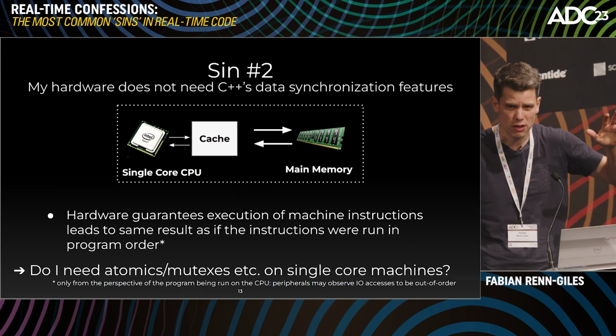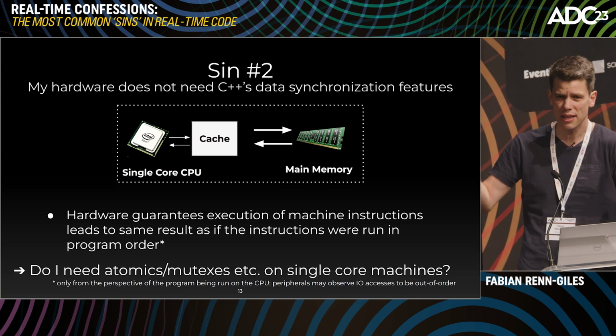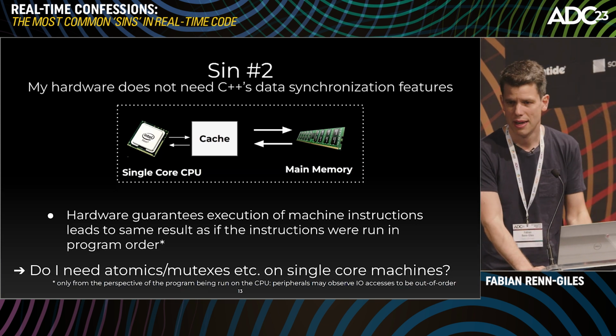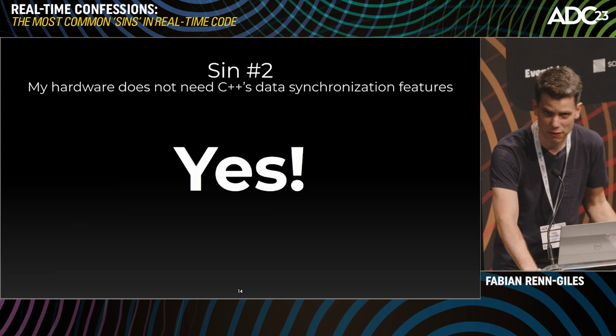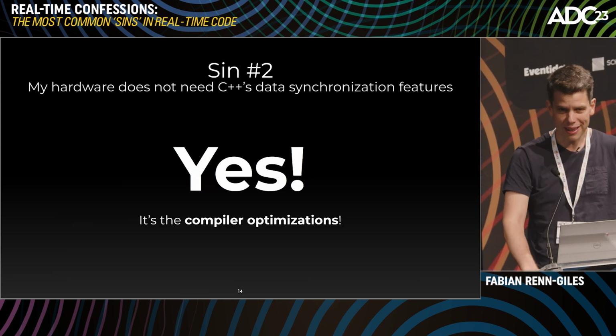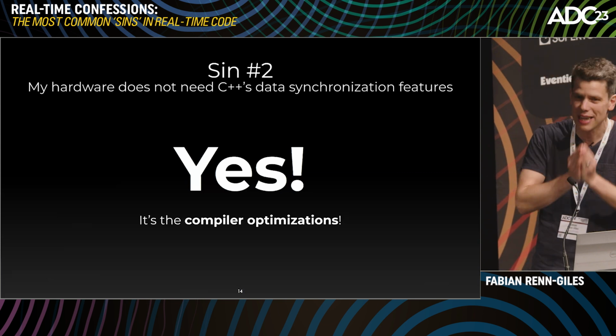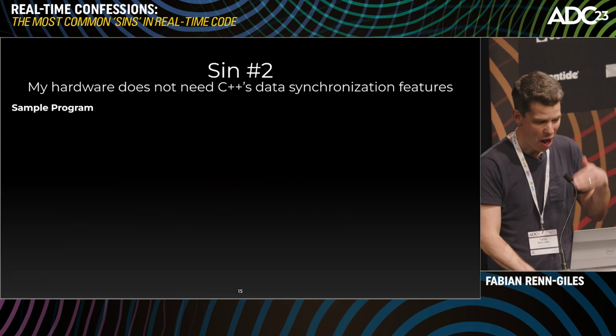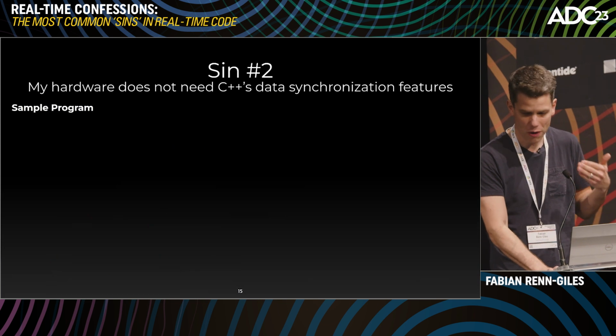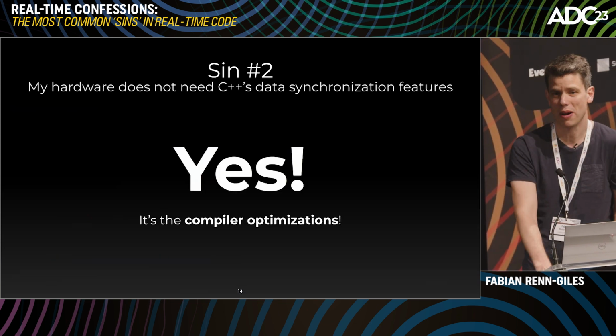You could say x86, which has total store order. Do we need atomics and mutexes there? And the answer is a resounding yes, of course, because of compiler optimizations. I don't know how many times during my career I've needed to say this. People always think about the hardware optimizations, but we also have compiler optimizations.